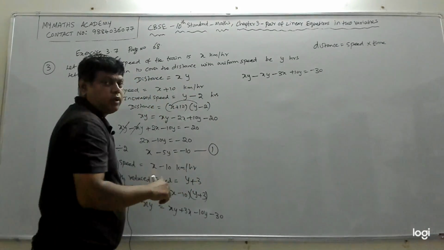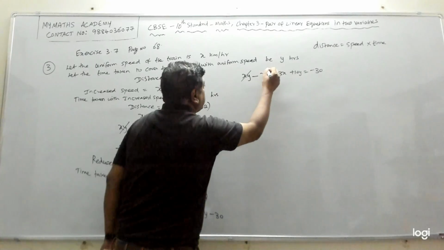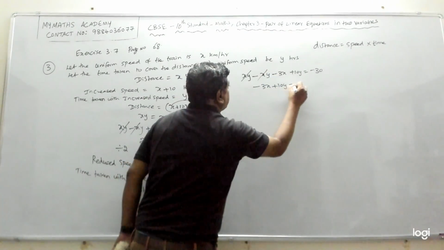The 30 stays there only, right? Now this is xy, this is minus xy. They get cancelled. You get minus 3x plus 10y equal to minus 30.